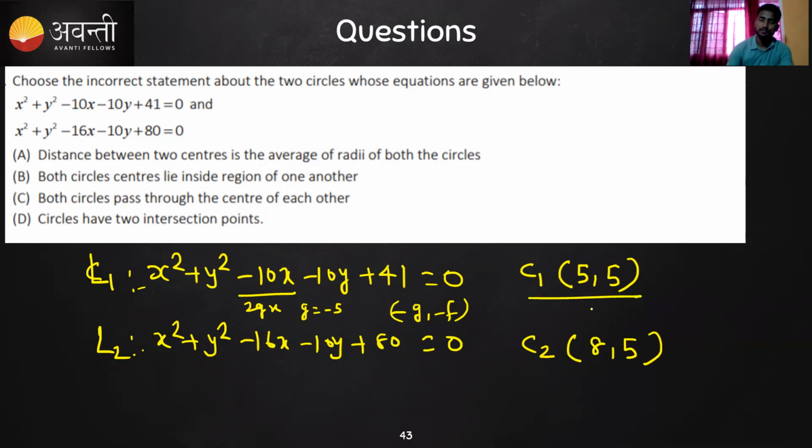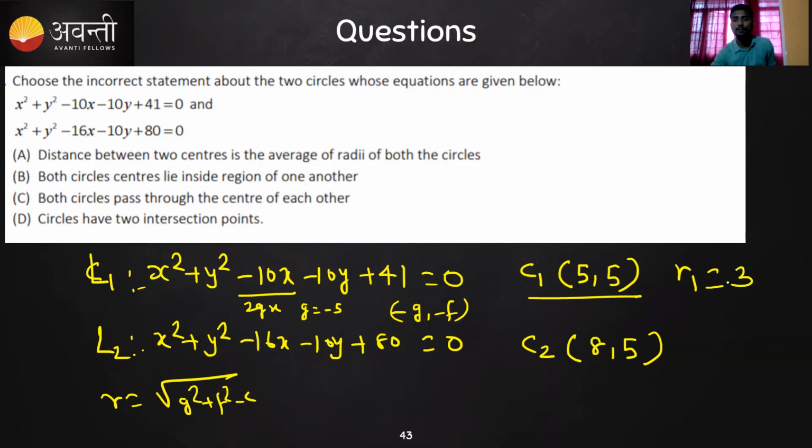We have got this, and now we have to find one more thing, that is the radius. If you find the radius, you will get R1 as root under g square plus f square minus c. So 5 square plus 5 square minus 41, so it will be 50 minus 41, which is 9. Root under 9 is 3. So you will get R1 as 3, and if you find R2, you will also get 3.